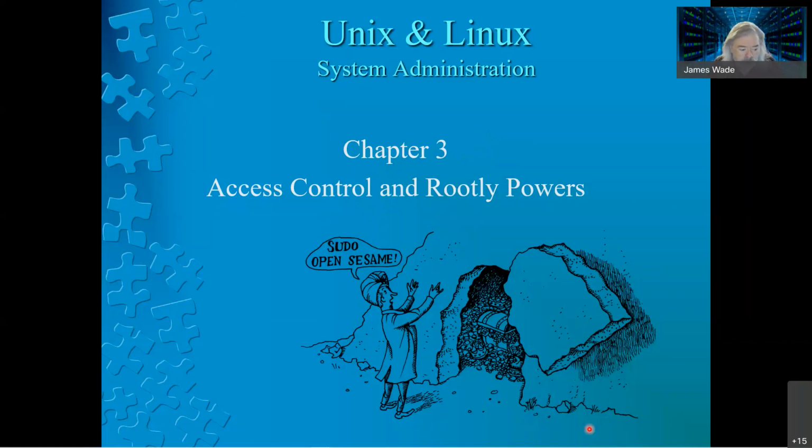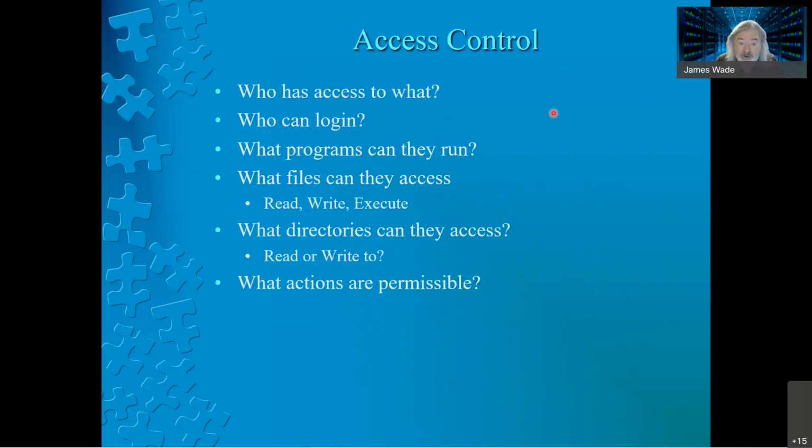Okay, so this chapter is about access control and rootly powers. Now, what does that mean, rootly powers? Well, in the Unix world, we call it being root. The root account means you have access to everything. And some of this is very similar with Windows. You do have specific access control methods. For example, who has access to what? What machines can they log into?